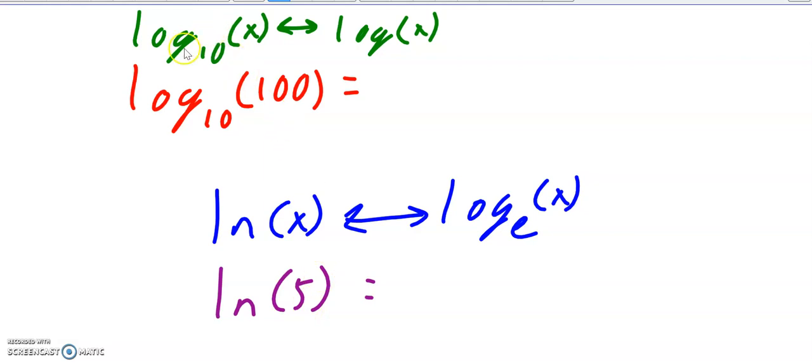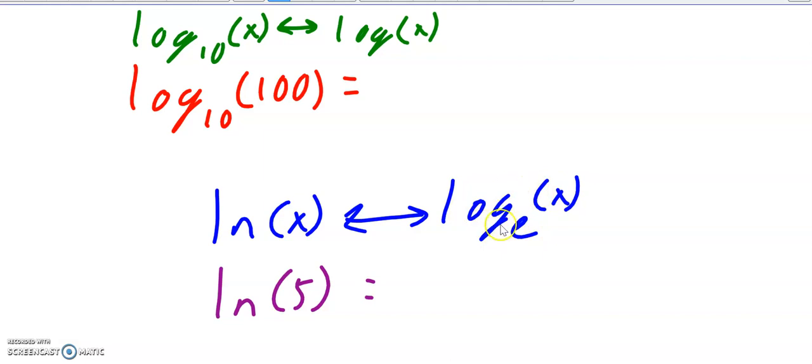And we talked about in class that the log button is actually log base 10 of x. That's what we called our common log. And when we don't see a base written here, then it is implied that it is base 10. It's the common log, so the base doesn't always need to be written. Natural log is log base e of x. Again, it is used so often that we don't write log base e.